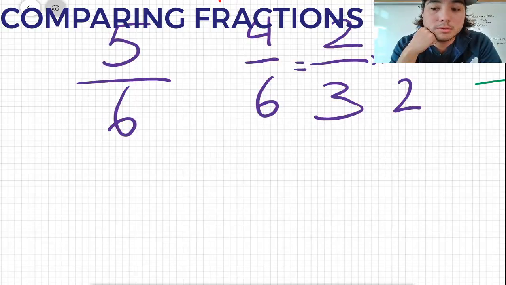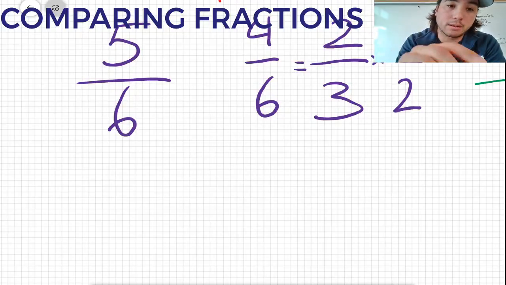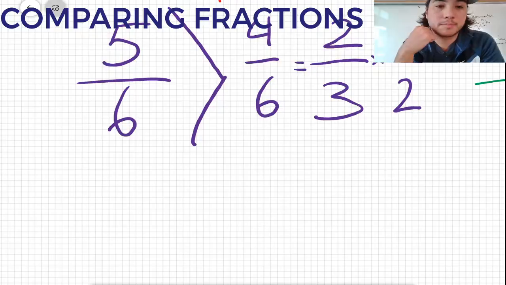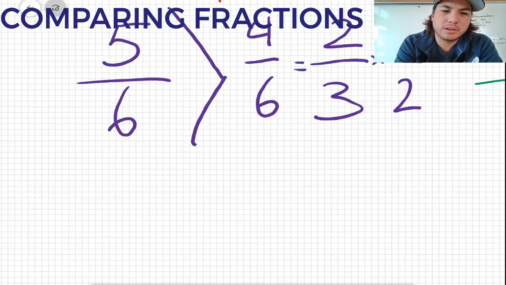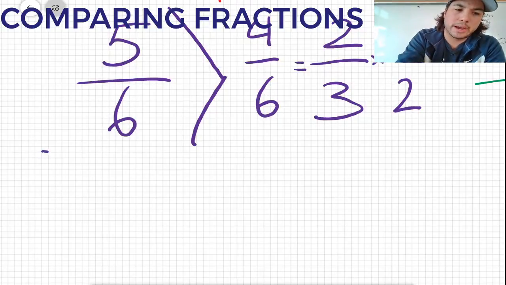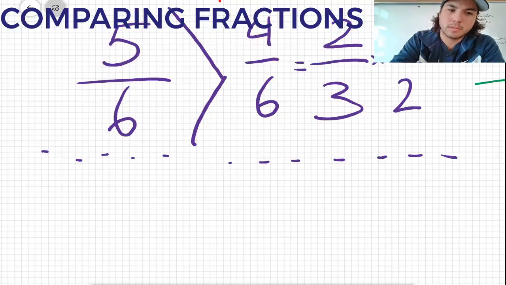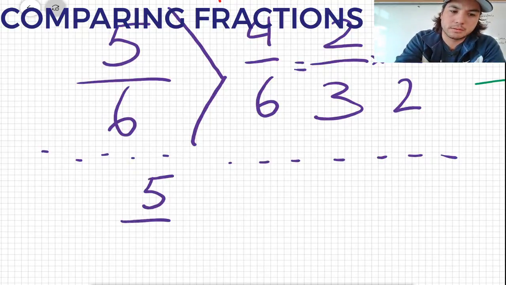So which one has more pieces? Exactly. Our 5/6 is greater. Now, could we do the division strategy here for this one? Let's run it back and look at it here. Could we make 5/6 bigger pieces?